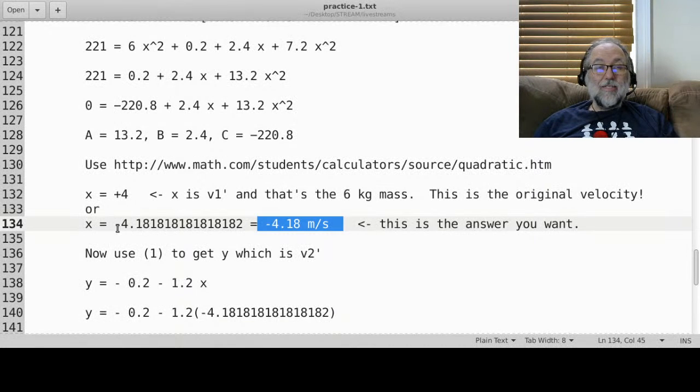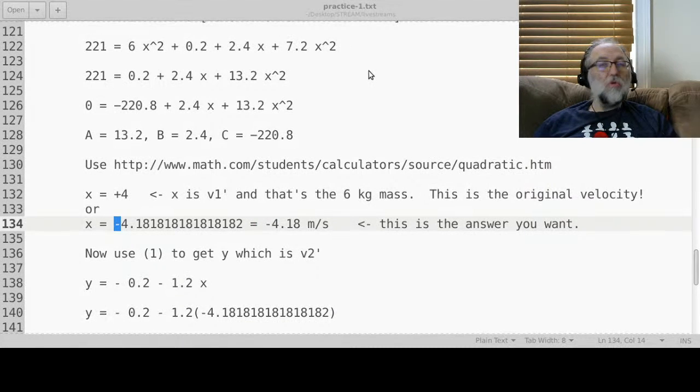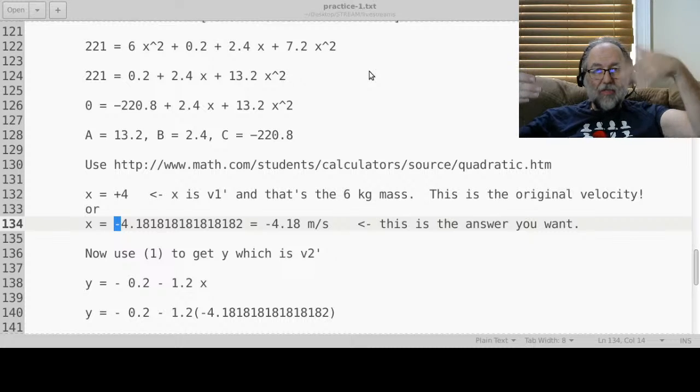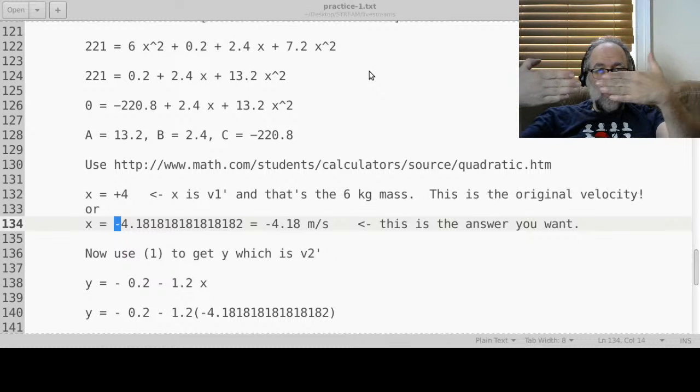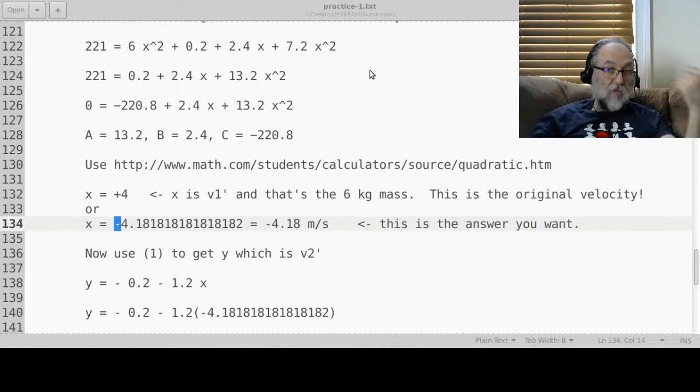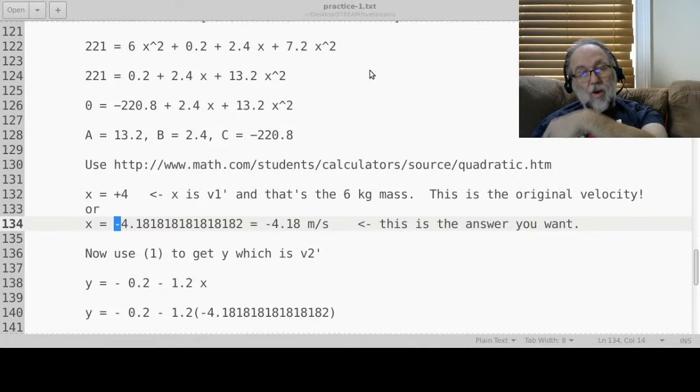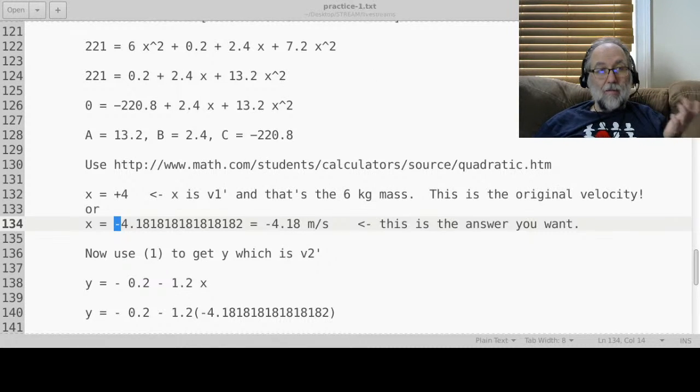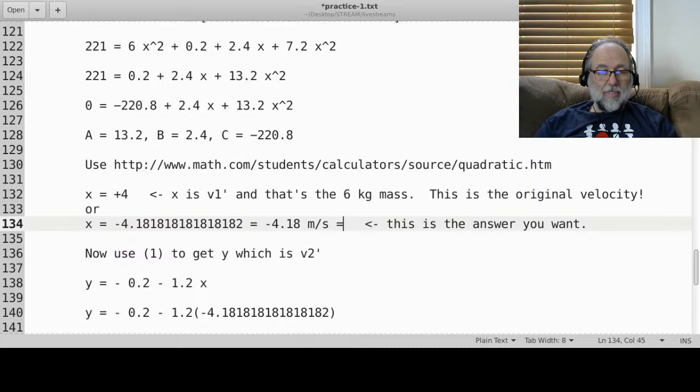And notice that it's negative, and that makes sense because you know what's going to happen. If this is the 6 kilogram mass right here, it comes in going to the right, and then it bounces and goes out to the left. It comes in positive and it goes out negative. So that's working out. And now we have v1 primed. Actually, I could even say that right here, that's equal to v1 primed. That is what v1 primed is.